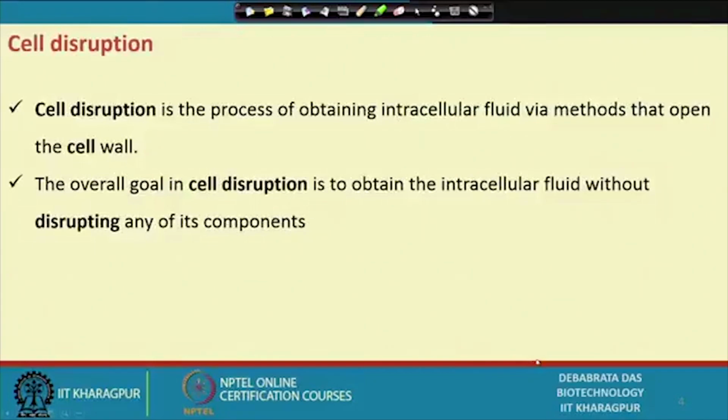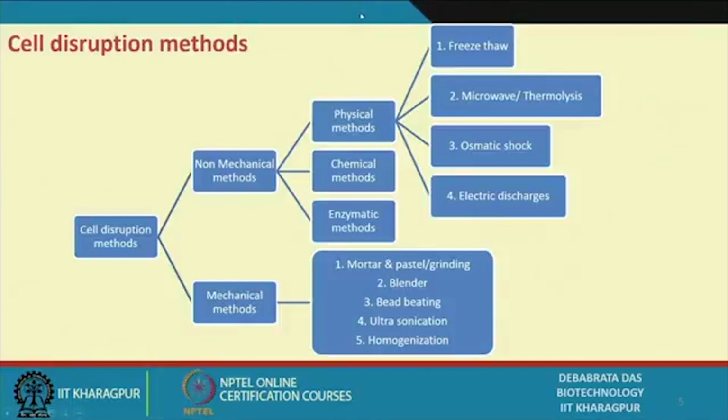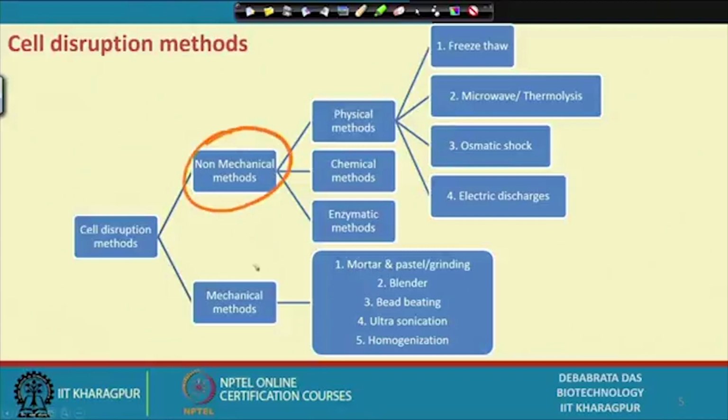And the cell disruption, I told you that the main goal is to release the intracellular fluid without disrupting any component present inside the cell. That is the main purpose of the disruption process. Now, the cell disruption process may be divided into two types. We can see that one is the non-mechanical method, another is the mechanical method. In the non-mechanical method, we have physical method, chemical method and enzymatic method.